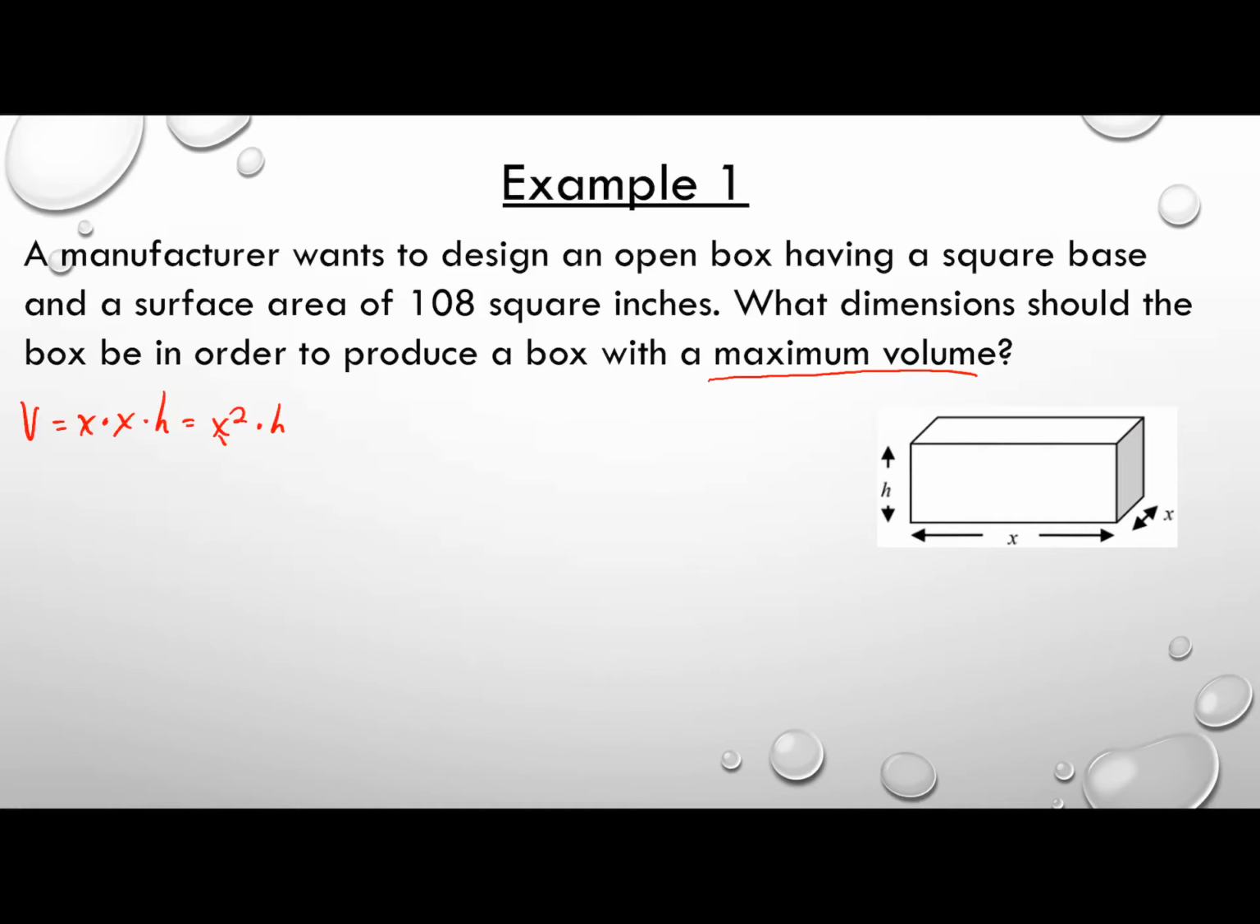So that is the dimensions of this box. So the length is 6, the width is 6, the height is 3. So these dimensions would maximize the volume of this box for this manufacturer. So that is one typical example of what an optimization problem would look like, okay?